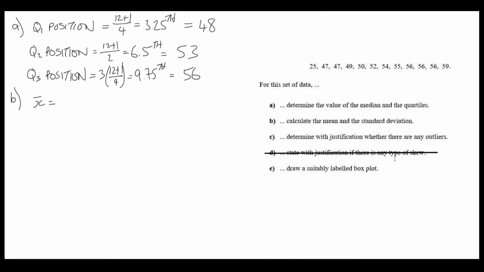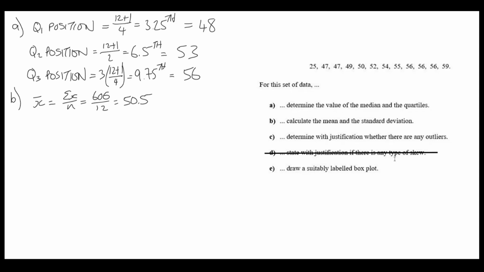We're then asked to calculate the mean and the standard deviation. I just want you to type these values into your calculator and go to the summary screen. There you'll see the sum of x, the n value, and the x bar value. You're allowed to write 50.5 as your final answer. I'm in the habit of showing the fraction, 606 over 12, 50.5.